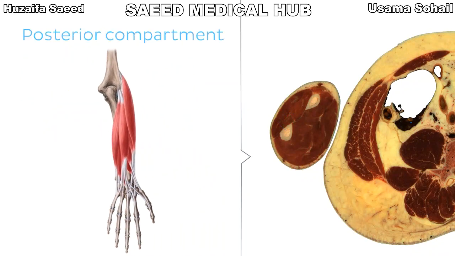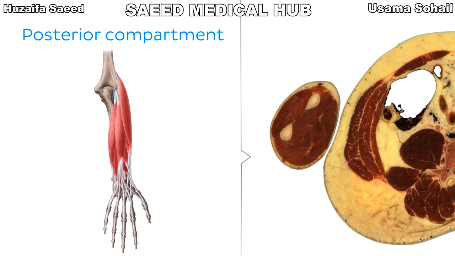And with that, we've identified all the muscles of the posterior compartment of the forearm. And personally, I think it's quite interesting to see at this stage how the posterior muscles of the forearm, even though greater in number, are smaller as a group compared to those of the anterior compartment.